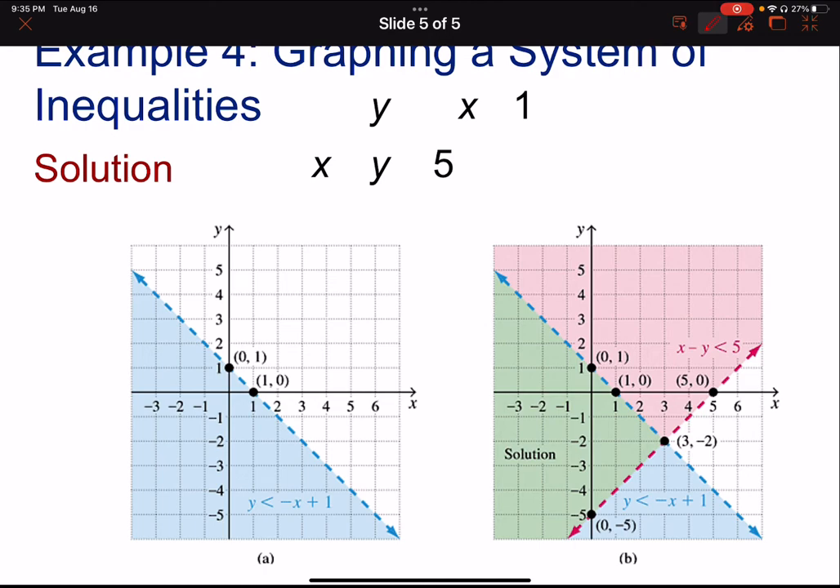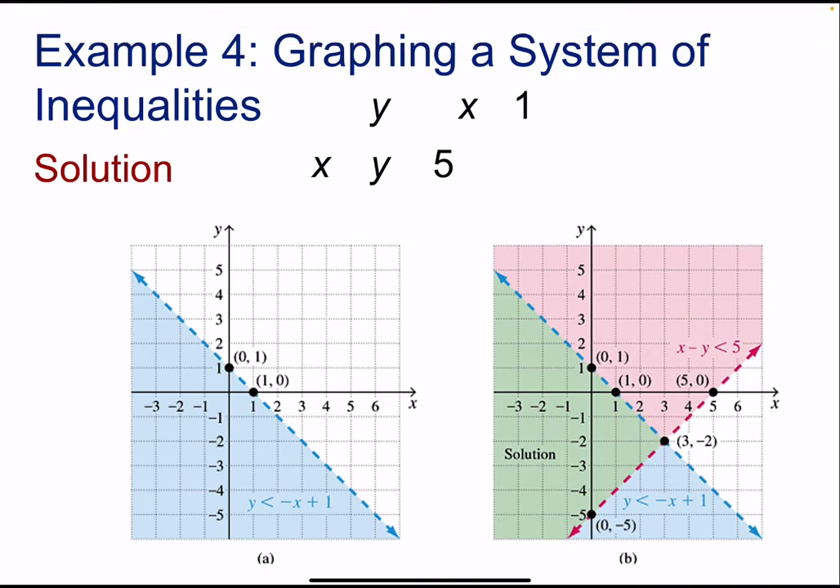Okay. Now what about when you have two inequalities together? So we call this a system of inequalities. You have more than one inequality. For example, here, a lot of times when we have a system, we like to use a brace to group them. So the first inequality is y less than negative x plus 1. The second inequality is x minus y less than 5. So let's see how we find the solution to the system of inequalities.